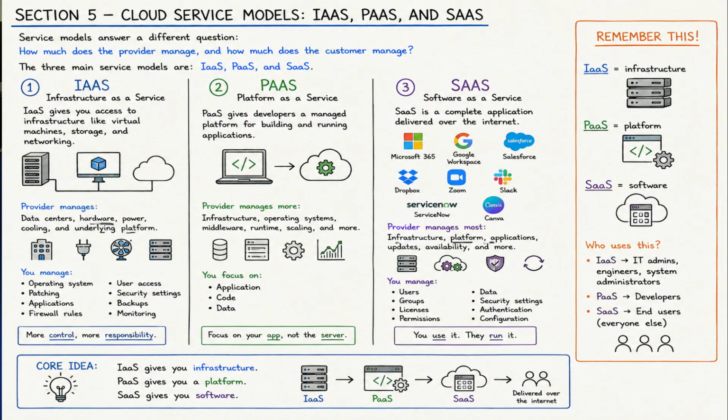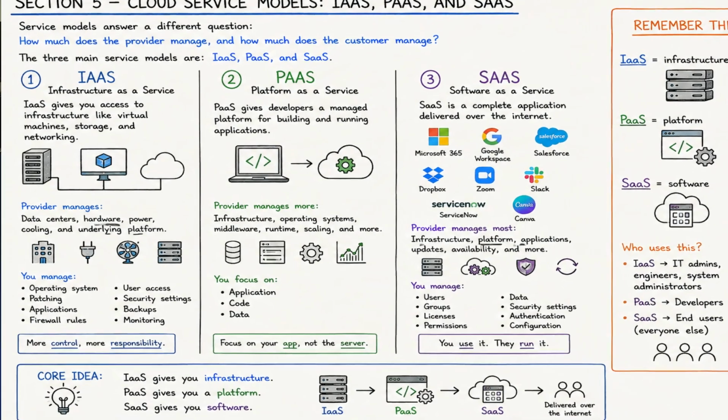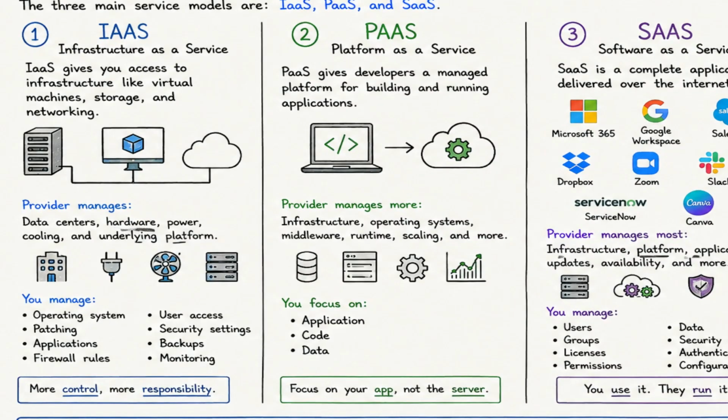This answers different questions. How much does the provider manage, and how much does the customer manage? There are three main service models. We're talking about IaaS, PaaS, and SaaS. IaaS stands for Infrastructure as a Service. IaaS gives you access to infrastructure, such as virtual machines, storage, and networking. You aren't buying the physical servers, but you still manage a lot of what runs on top of it.